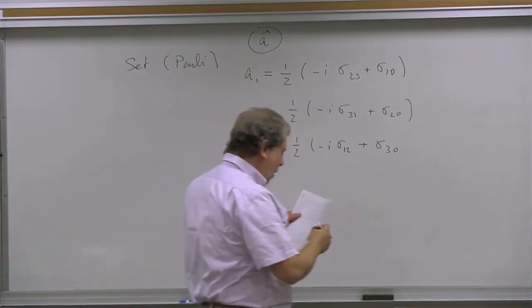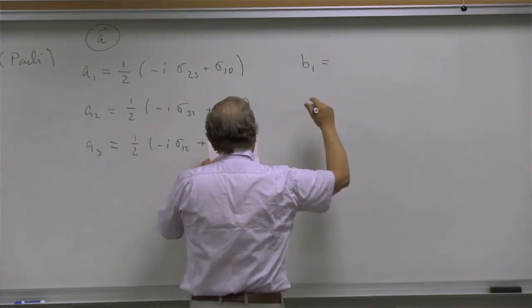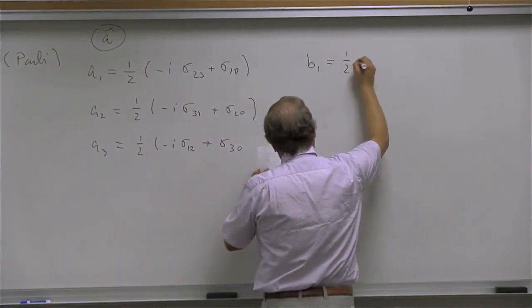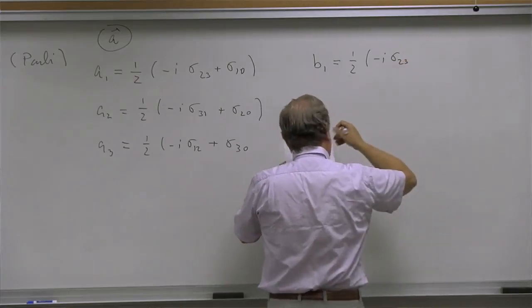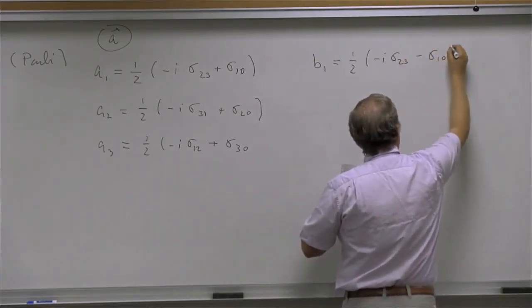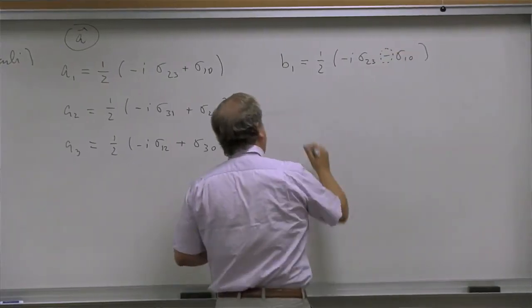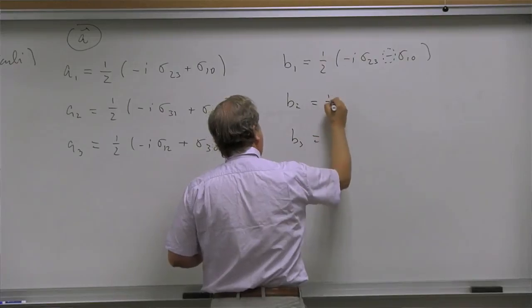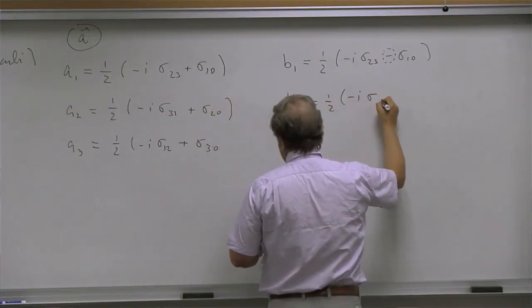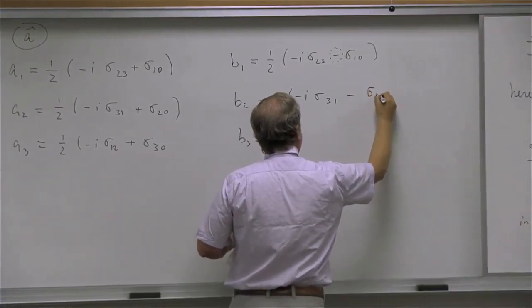And now we need another one. So we define B1 to be 1/2 times minus i sigma 2, 3 minus sigma 1, 0. And then B2 and B3 similarly. So 1/2 minus i sigma 3, 1 minus sigma 2, 0, right?